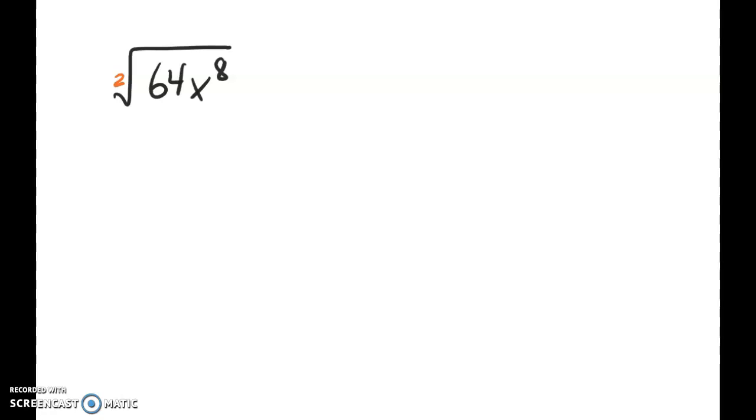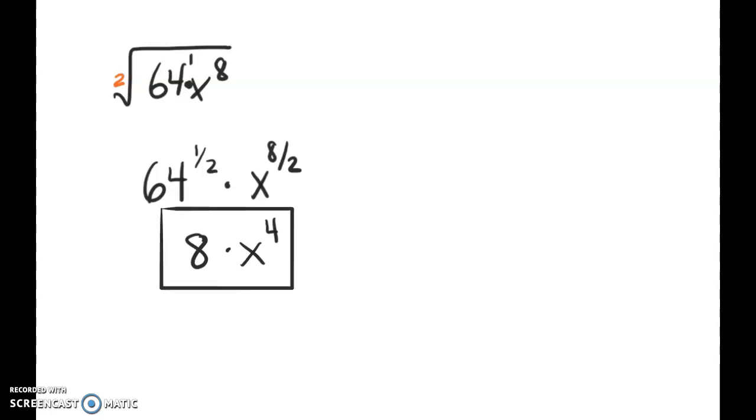And so we've got 2 things multiplied. We have 64 and we have x to the 8th. So 64 can be written as 64, and then the exponent on the 64 would be 1/2. So it would be 64 to the 1/2 times x to the 8 over 2 power. 64 to the 1/2 is the same as the square root of 64, or 8. And then we simplify this exponent to become x to the 4th power. So my answer is 8x to the 4th. So there's a few ways you can approach these problems.